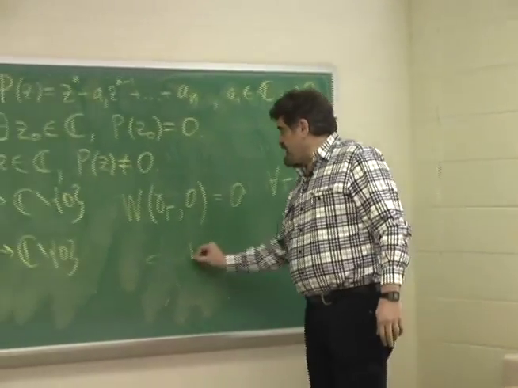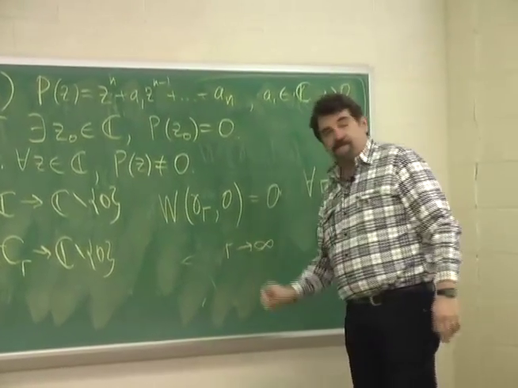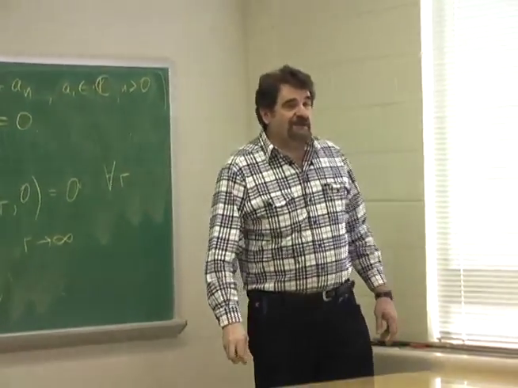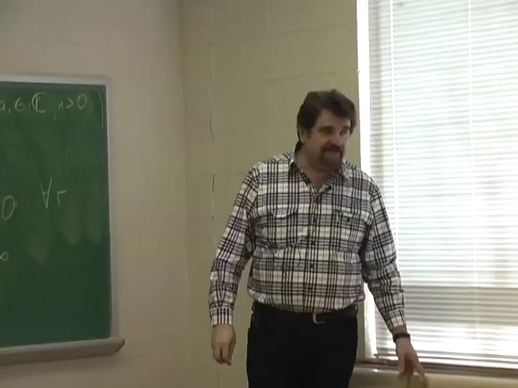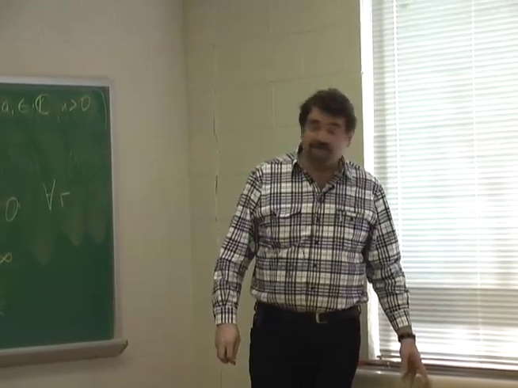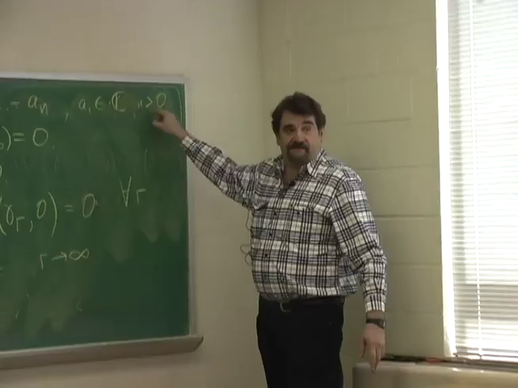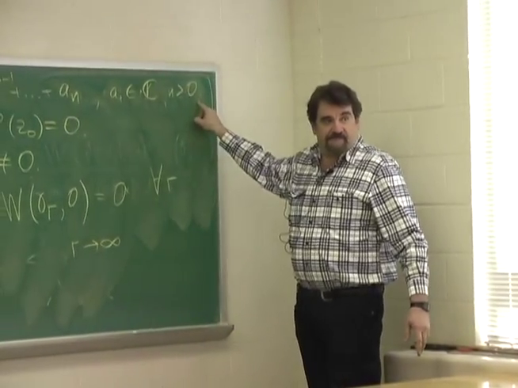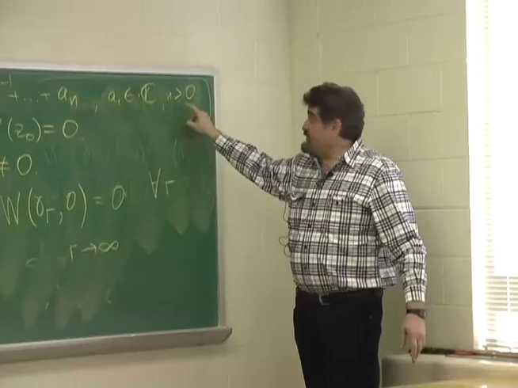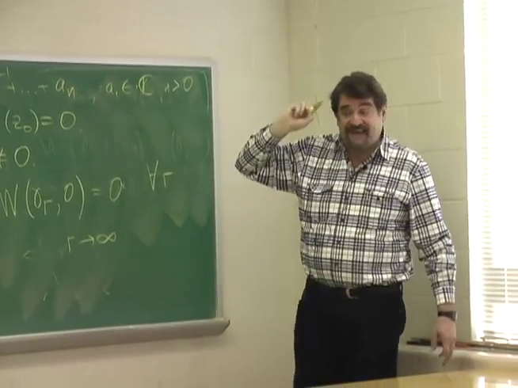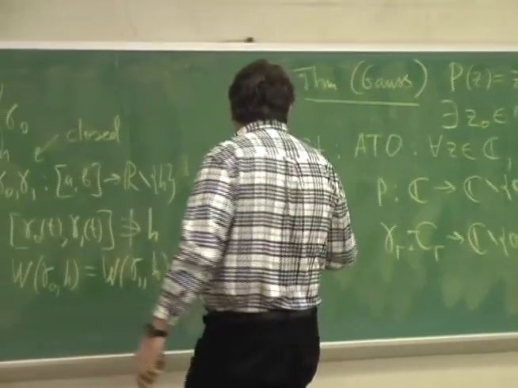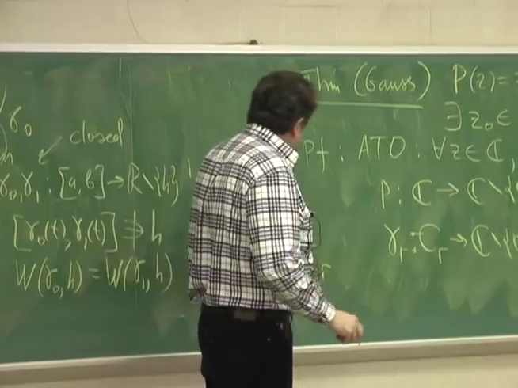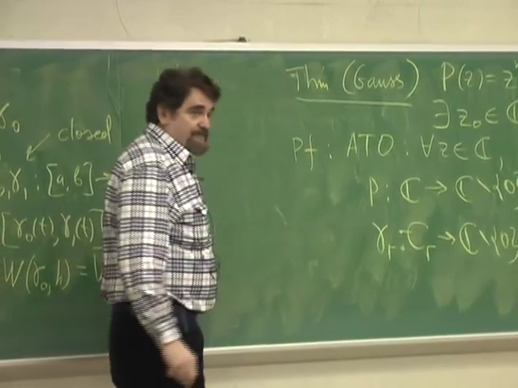Now let me take r to infinity and prove that when r goes to infinity, the winding number is not 0 but n, which are quite different because n is strictly greater than 0. The winding number at infinity is n. How do I do this? I use the dog on the leash theorem. How?